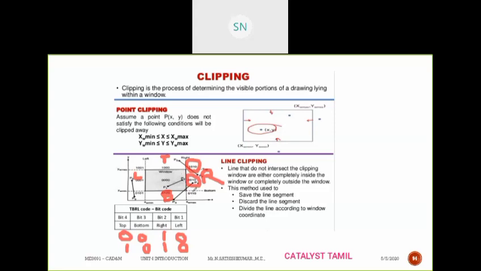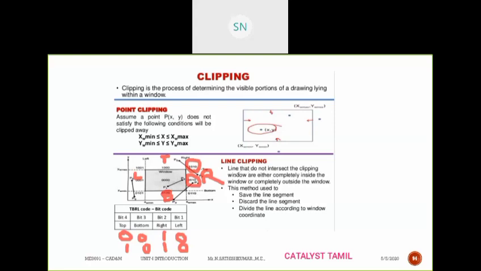But what about P3 and P4? Here the line is partially crossing the window. The two endpoints of the line are lying outside the window. So initially we have to find the two intersection points, because this line is crossing the window boundary at two points. Then we discard the remaining portion, and we display the partial line from intersection point 1 to intersection point 2. So this is what happens in a clipping algorithm. This is the concept here.